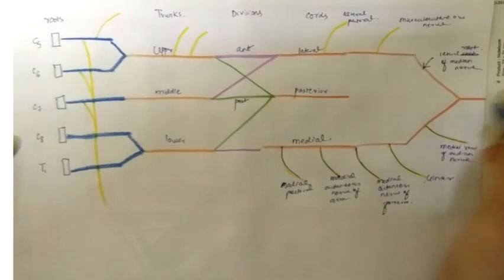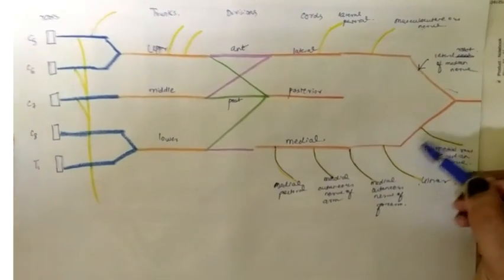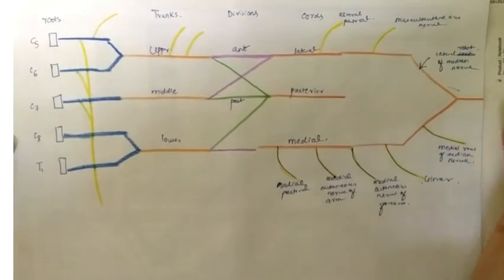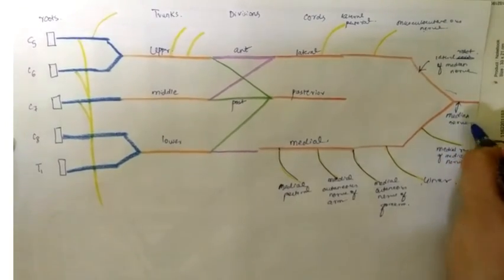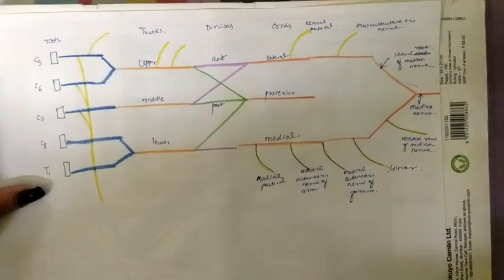Now lateral root of median nerve and medial root of median nerve combine to form the median nerve, root value C5 to T1.